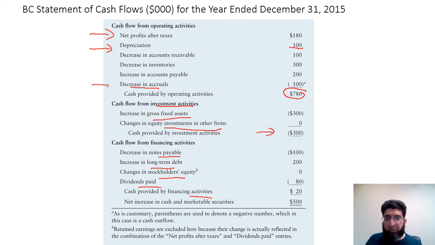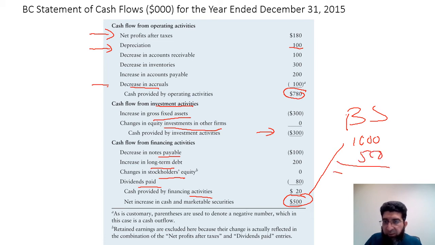I would strongly suggest you look at the balance sheet and income statement and try this example all by yourself and match your answers. And the net increase in cash and marketable securities of 500 should be equal to the difference between the two years' cash balances in the balance sheet. In the balance sheet, in 2015 it's 1000 and in 2014 it's 500. So the difference is the same as this one.